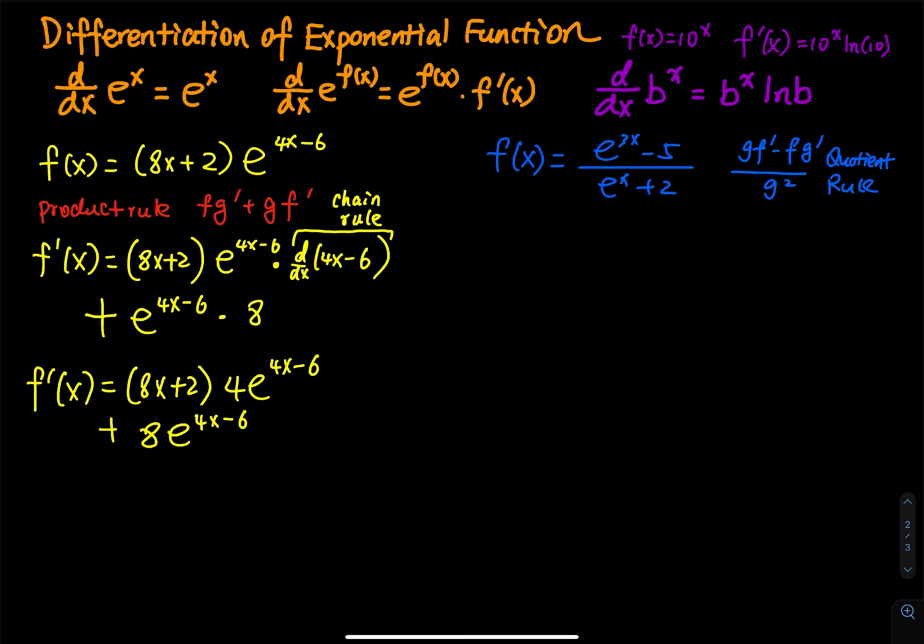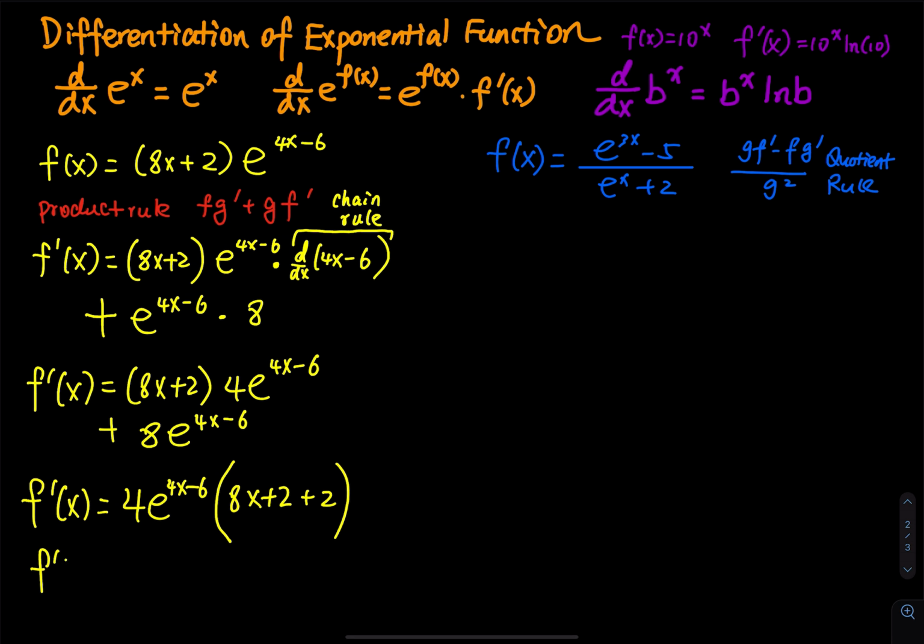Maybe we can factor. So we can factor out a 4, and then e to the 4x minus 6. What do we have left? We have 8x plus 2, and then from the 8, if we factor a 4 out, then you have a 2, because 4 times 2 is equal to 8. So we will have 8x plus 4. So f prime of x is equal to 4e to the 4x minus 6 times (8x plus 4).